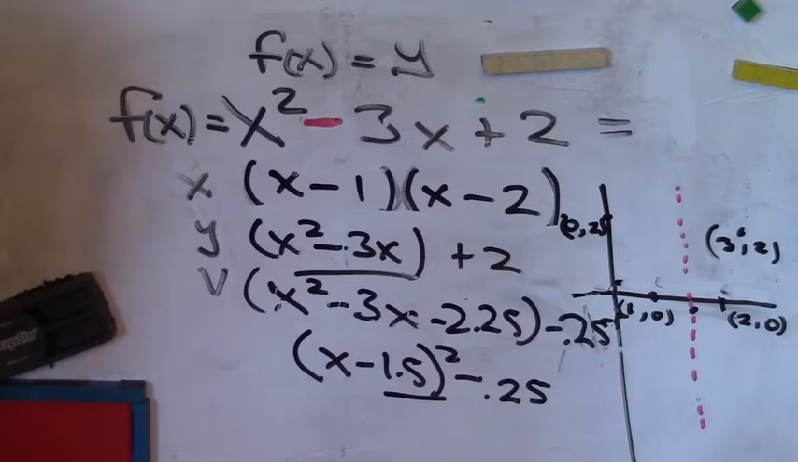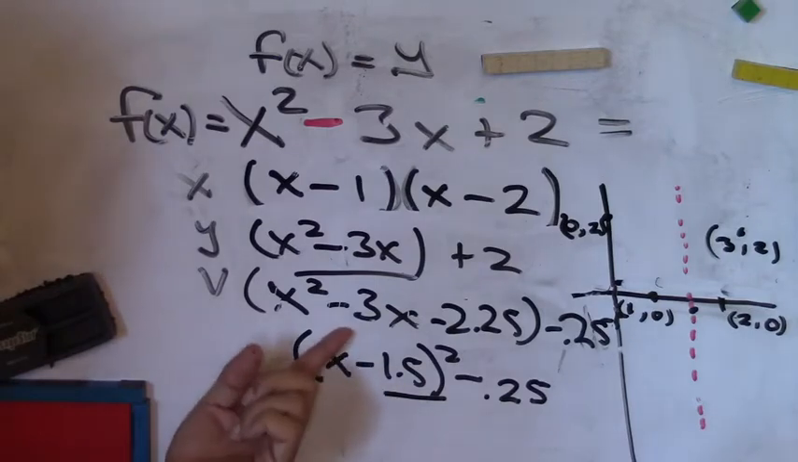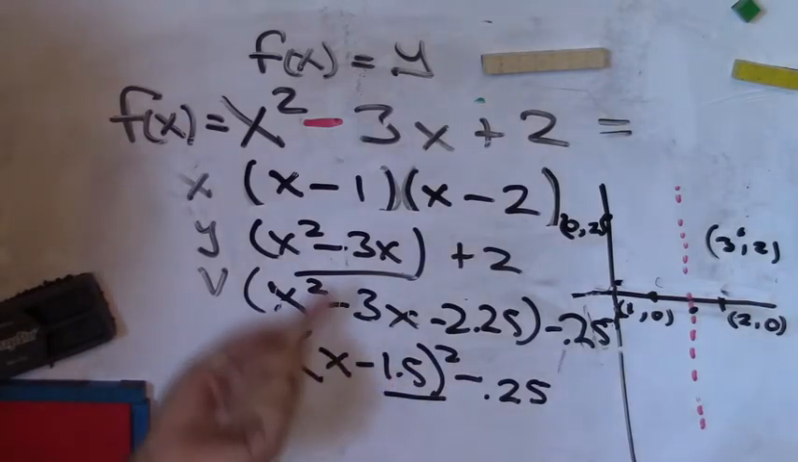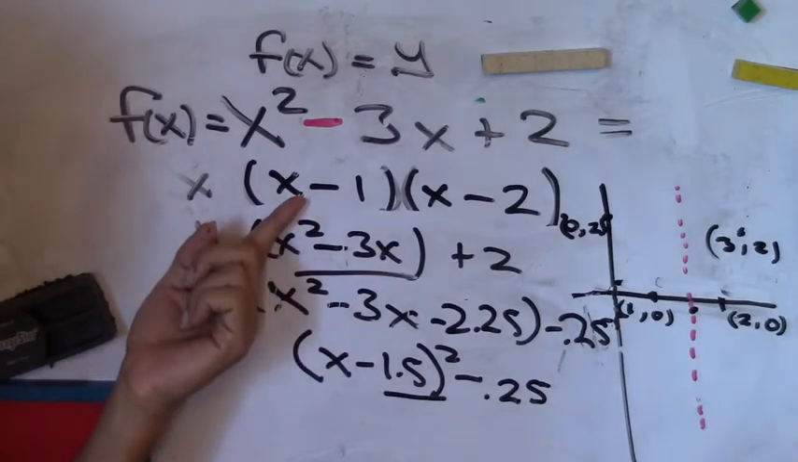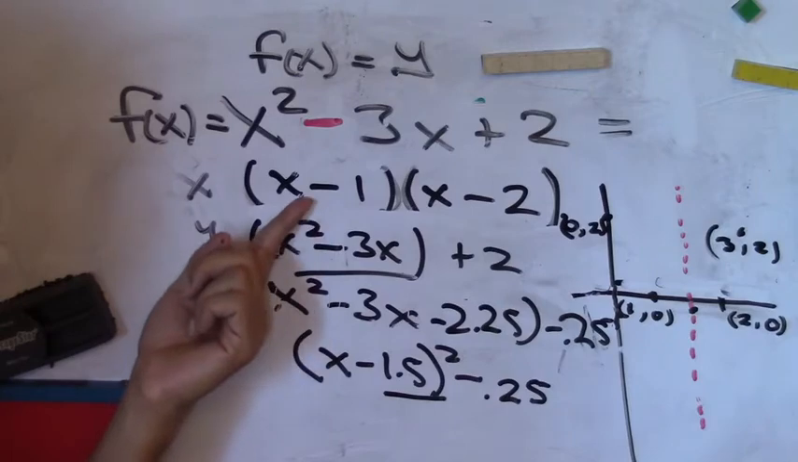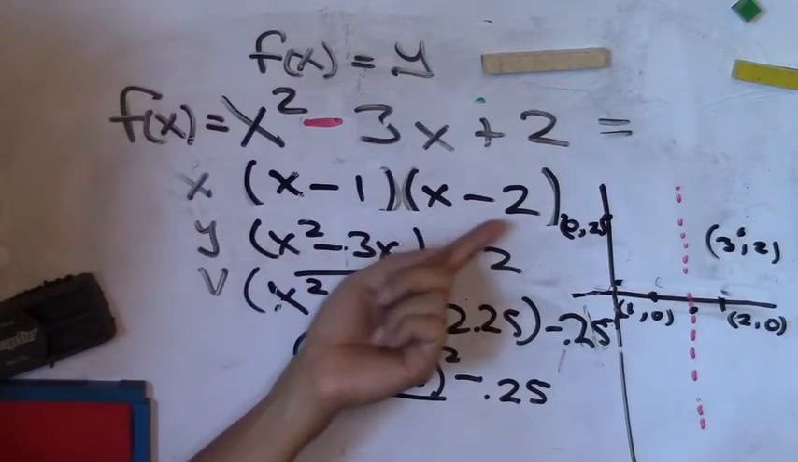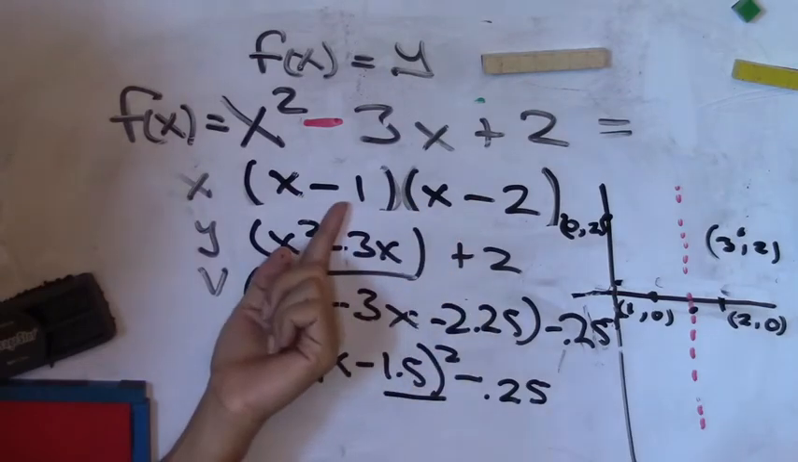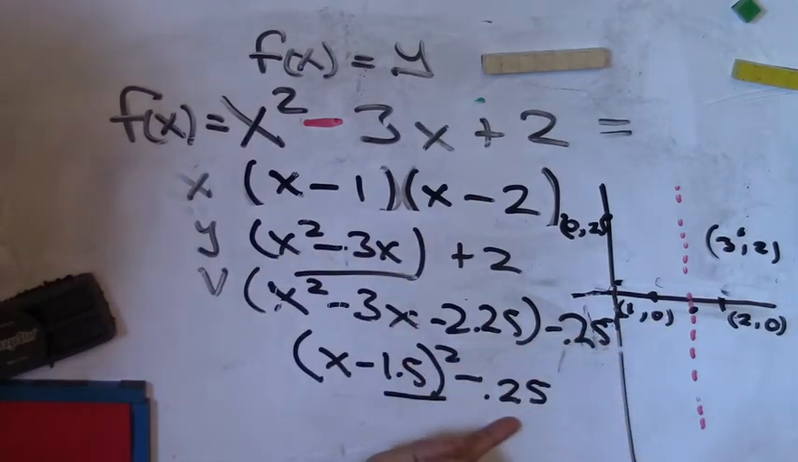Okay. And now I have 5 points. And like I said, if I couldn't remember how to do this, then I would just take 1.5 and put it back in over here. And what's 1.5 minus 1? Well, 0.5. What's 1.5 minus 2? Negative 0.5. What's negative 0.5 times positive 0.5? Negative 0.25.